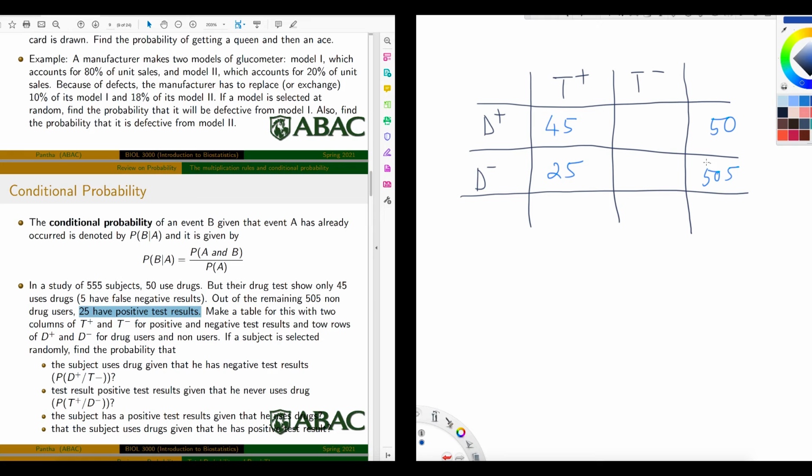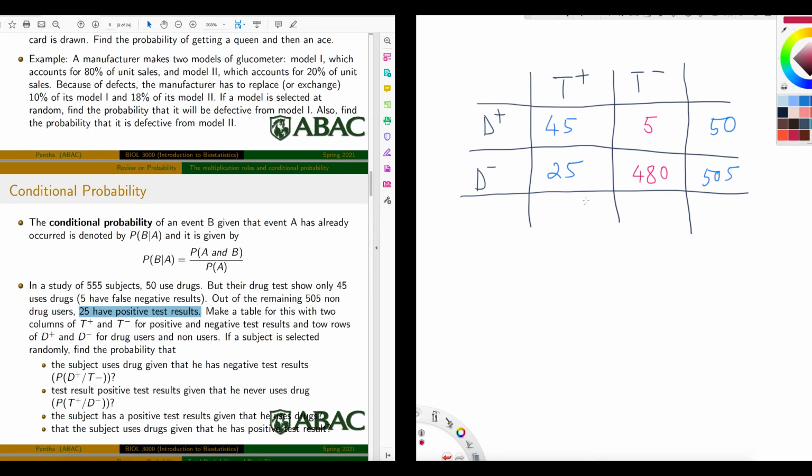Okay, now, what is left? The total is 50. 45 have positive test result. So 5 of them will have negative test result, right? I'm using the red color for the ones that are not given. Similarly, out of the 505, 25 have positive test result. They are not drug users, they are drug non-users, I would say. 505, but 25 have the test positive, so 480 will have negative test result. You see that? Now, how many of them have the positive test result? 45 plus 25.